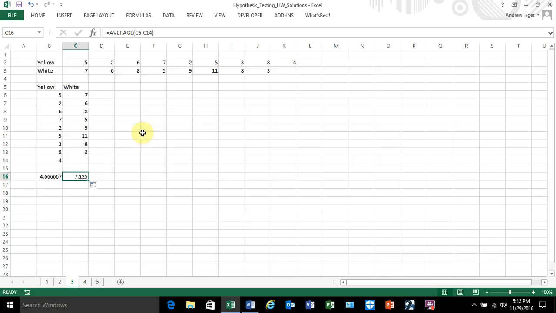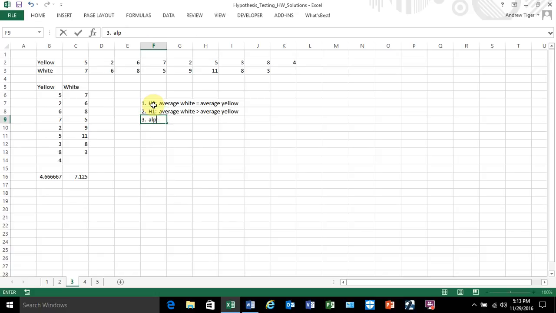Well, we've got to do two things. The first, we've got to do a t-test. H0, where the average for the white is assumed to equal the average of the yellow. These are errors. And the alternative is that we're trying to prove that the average white is greater than the average yellow.